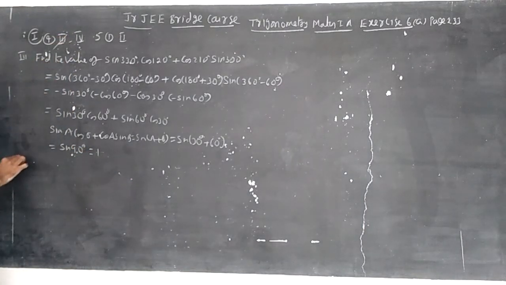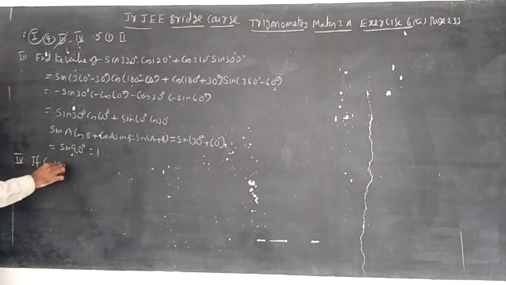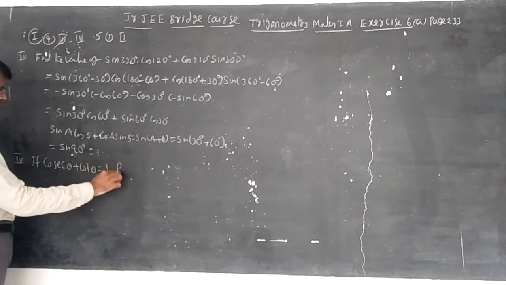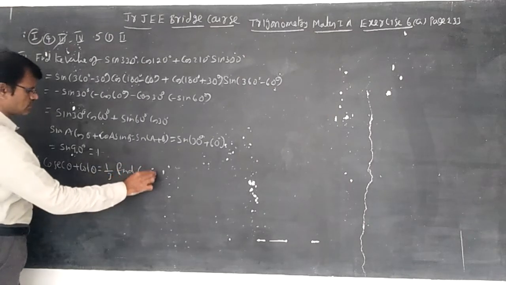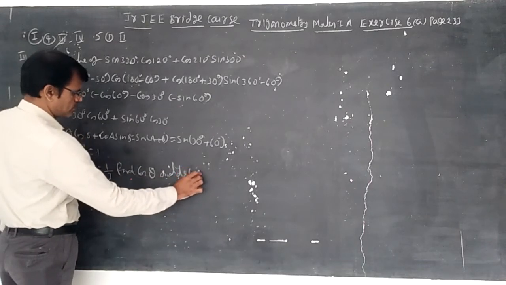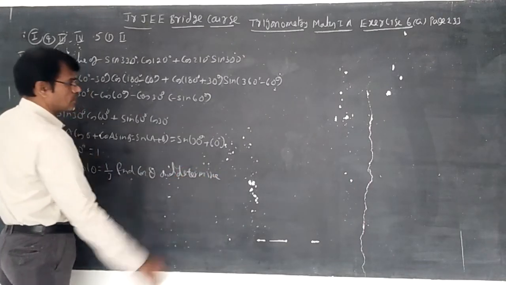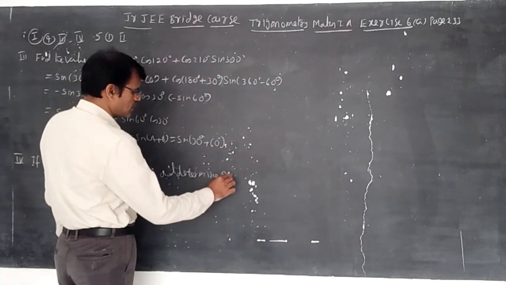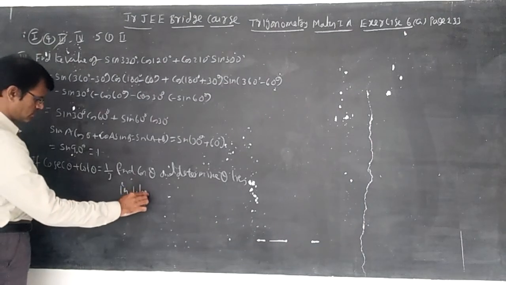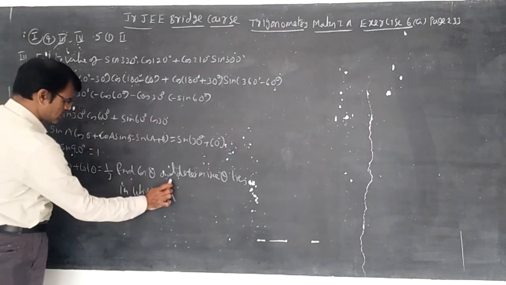Now let us discuss the fourth question. If cosecant theta plus cot theta is equal to 1 by 3, find cos theta and determine in which quadrant theta lies.